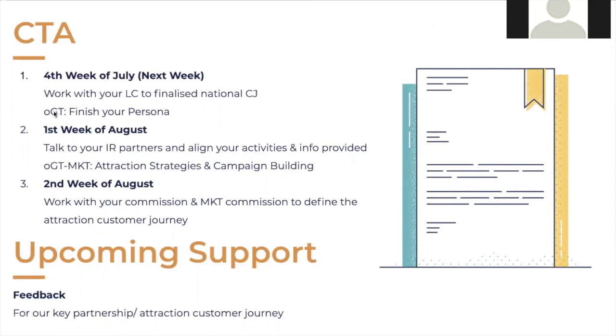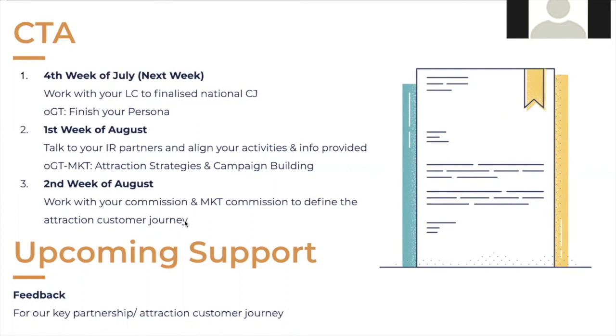And why is this very important? Because the reason you need to finalize the persona in the beginning is that next week you're going to talk about attraction strategy and campaign with your marketing team. And when you have strategy and campaign, the last thing you can decide is the attraction customer journey. So if you want to jump into the attraction customer journey, you need to finish your persona, attraction strategy, and campaign building.